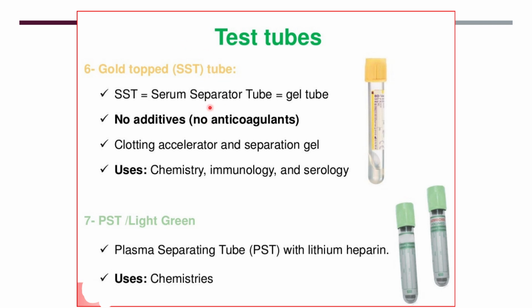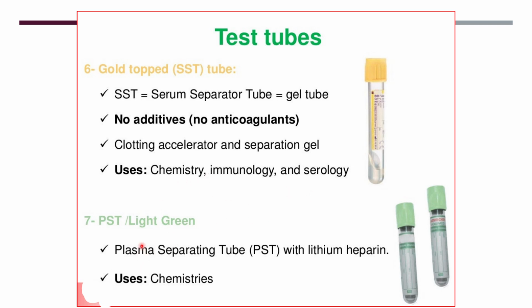The next is a golden topped tube. This is a very unique tube, rarely used in the laboratory, but still it is essential to understand. It is also called a serum separator tube or gel tube. Basically no additives or anticoagulants are added, but something is added which is called clotting accelerators and separating gel. This will help the blood clot very fast, and it is also used in any test which requires serum, such as chemistry, immunology, and serology.